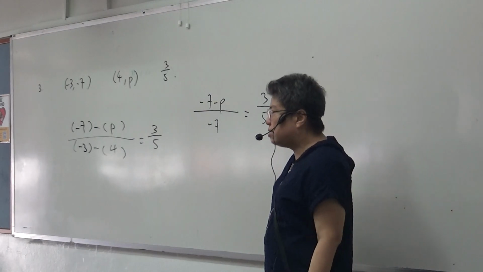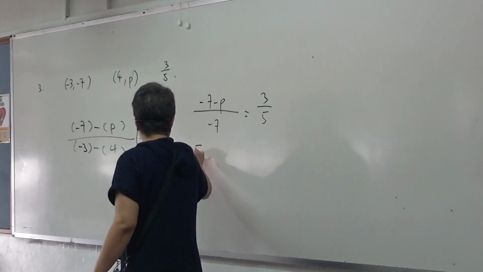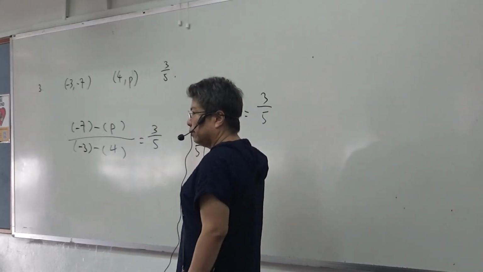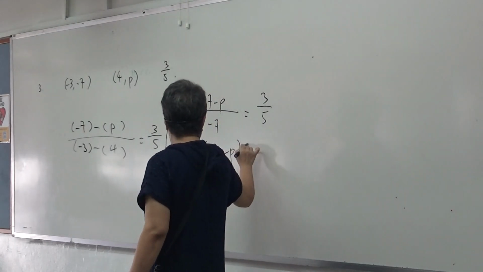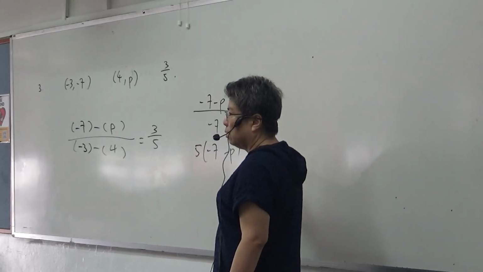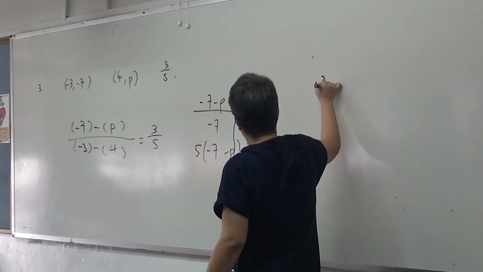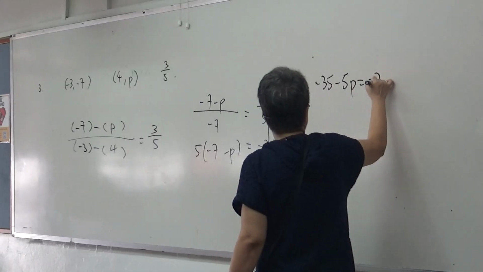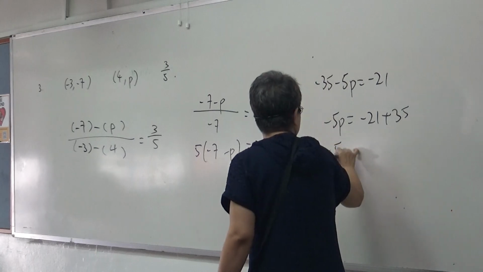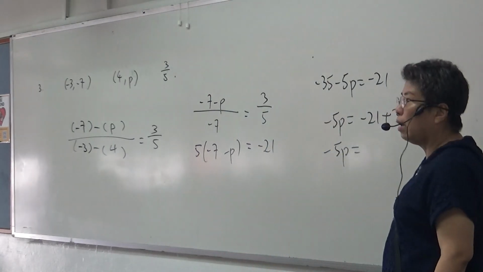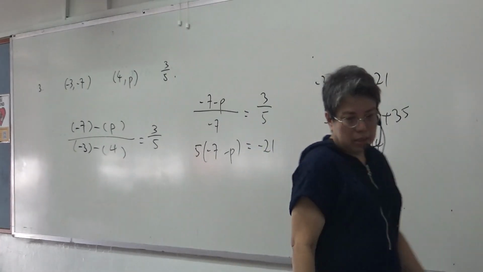What's the next step? Cross multiply, okay. 5 times what? Negative 7, negative 3. Okay. What's the next? Negative 21. Is this correct, class? Okay. Then you have negative 35 minus 5b is negative 21. Negative 5b is negative 21 plus 35. What is this? Okay, 14. So b will be 14 over negative 5.